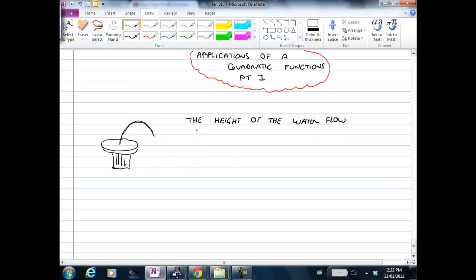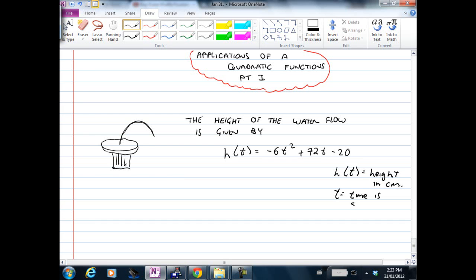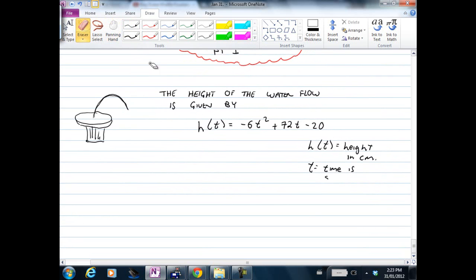The height of the water flow is given by H(t) equals negative 6t squared plus 72t minus 20. H(t) is your height in centimeters. H(t) equals height in cm. t equals time in seconds. This is all they give you, time in seconds.